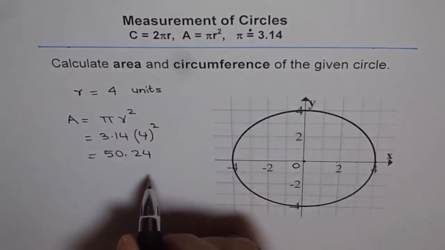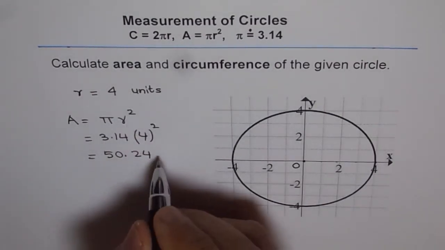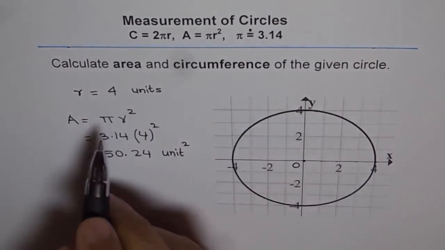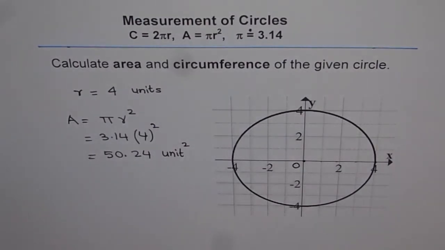50.24, and the units will be square of units of radius. Radius is in units, so this will be unit square, right? So it was just 4 units, this will be square of that unit, whatever it is, okay?